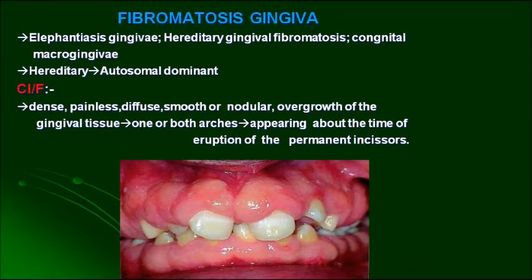Coming on to the first one, that is fibromatosis gingivae. From an MCQ viewpoint, it is not that important, but just note down the clinical picture. How does it look? You can see elephantiasis type of gingiva, so it is otherwise called elephantiasis gingivae, and it is a hereditary disorder. It is an autosomal dominant hereditary disorder. Here you can see the gingival enlargement, appearing about the time of eruption of the permanent incisors. So that is the fibromatosis gingivae clinical picture.